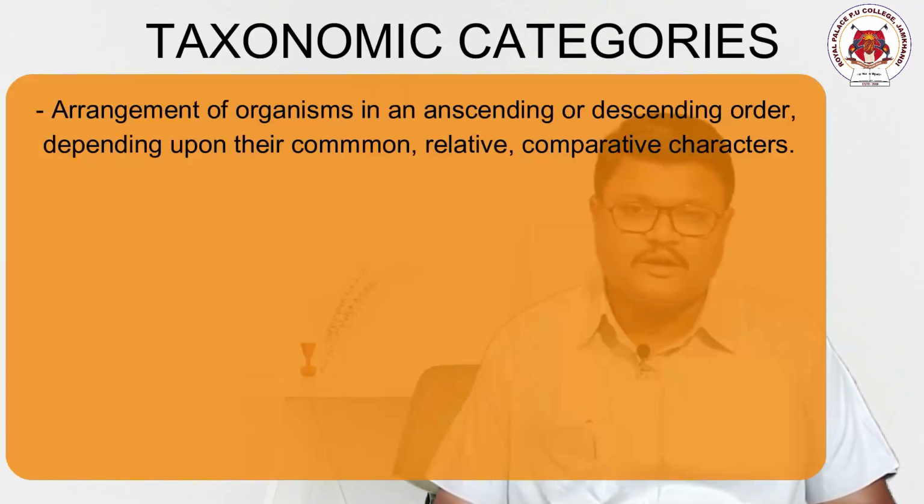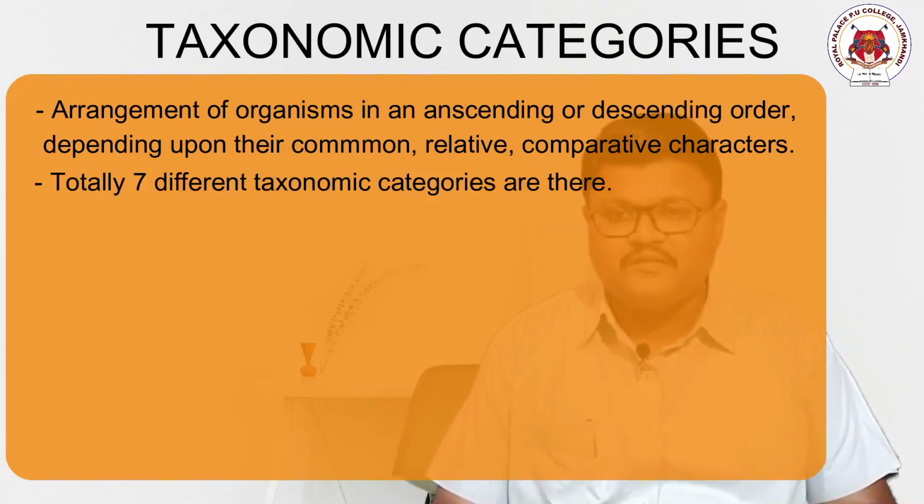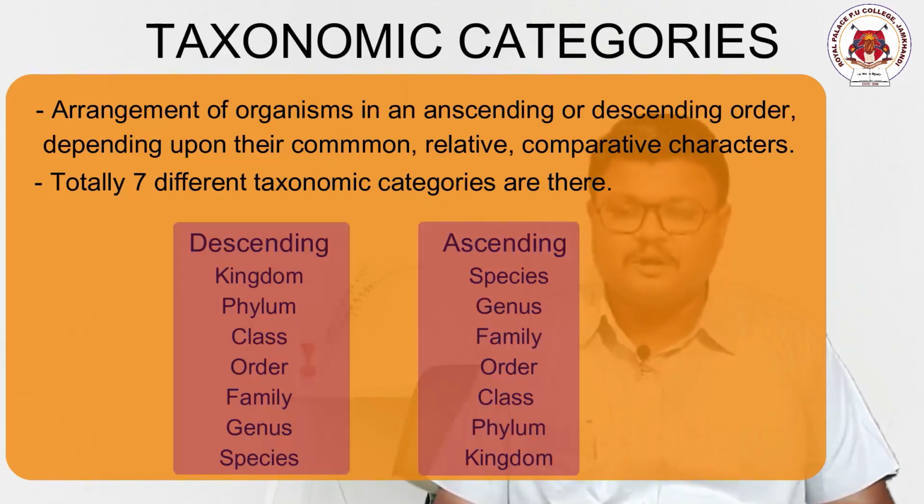Today's topic is called taxonomical categories, which is nothing but categorizing and classifying the organisms depending upon their basic characteristics. Here, the organisms are divided into different ranks, groups, classes or classifications, or in general, they are divided into taxon or taxa. There are totally 7 different taxonomical categories, namely kingdom, phylum, class, order, family, genus, species.